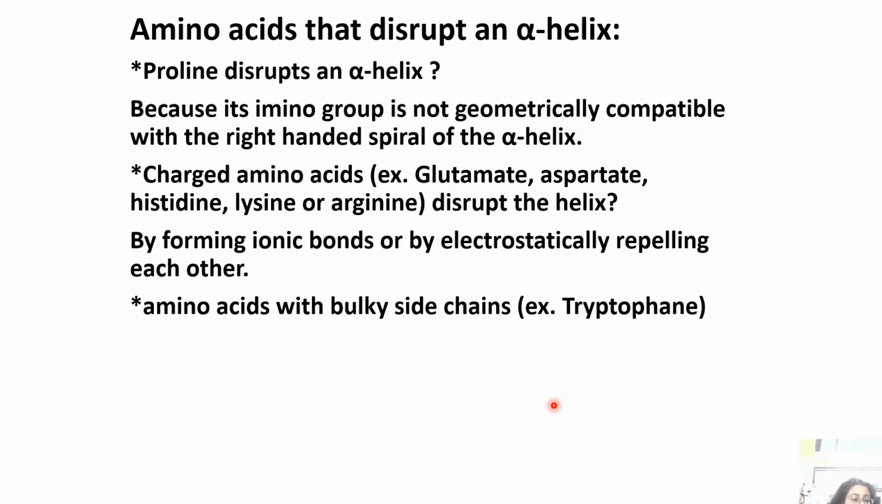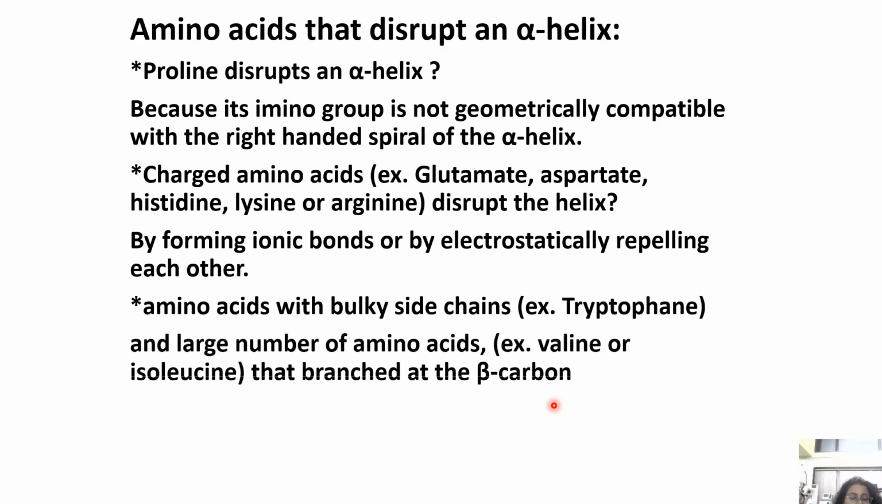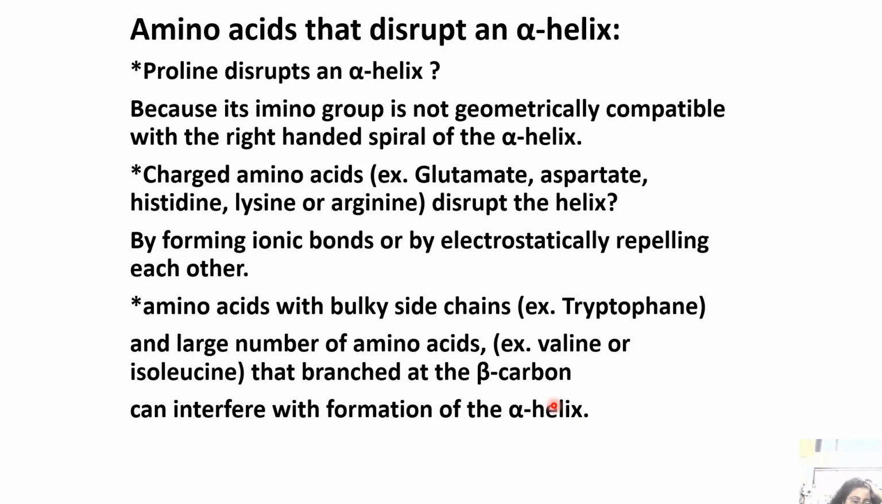Then we have amino acids with bulky side chains like tryptophan. Okay. Now, amino acids like valine and isoleucine are branched at the beta carbon. Now, they can interfere with the formation of the alpha helix.